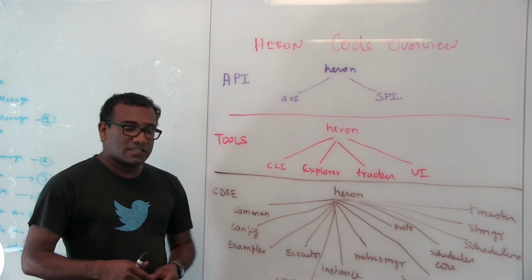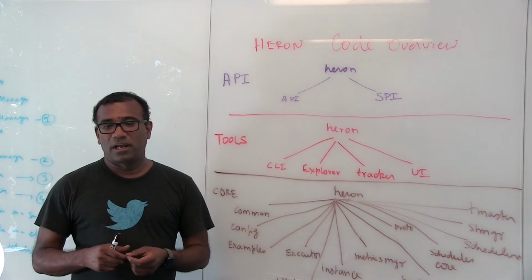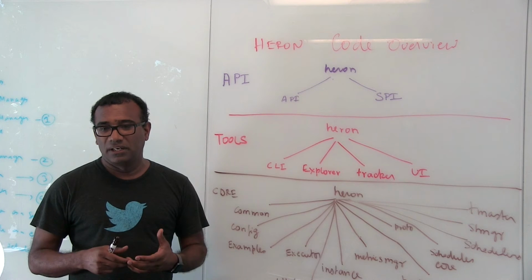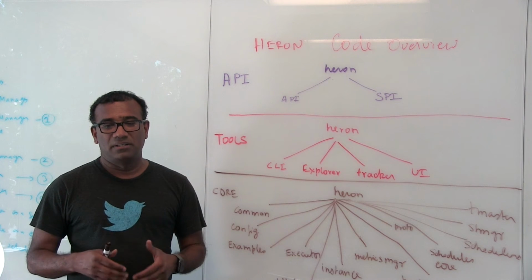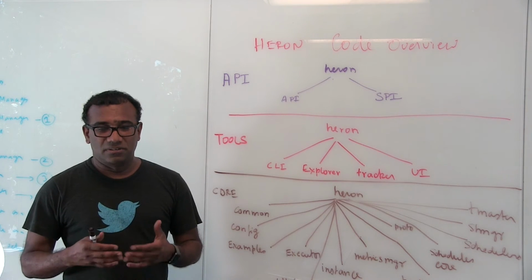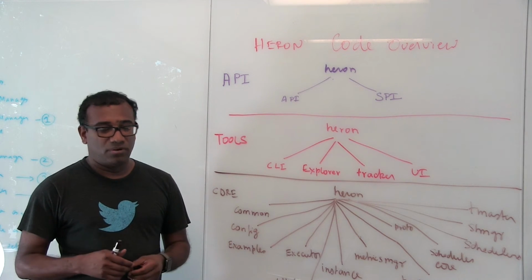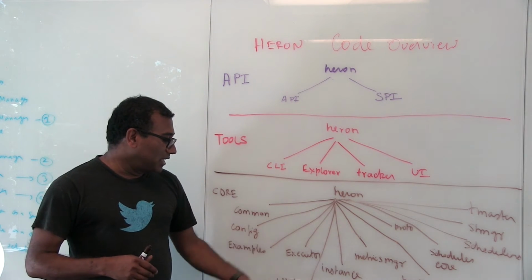Then the executor directory essentially consists of a simple Python program, which is the first program that comes up in a container, and then in turn launches other programs in the container, like the stream manager, the Heron instances, the metrics manager, and other programs. And that is in the executor directory.